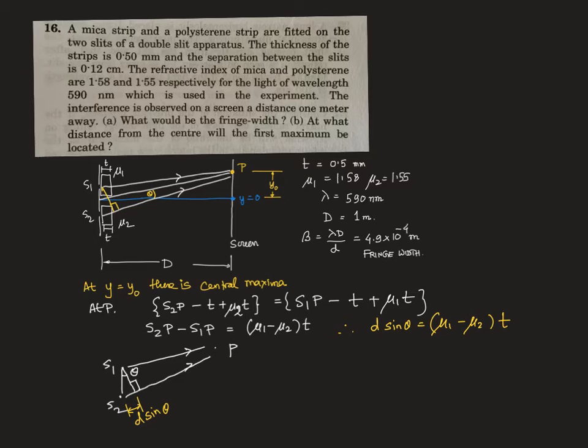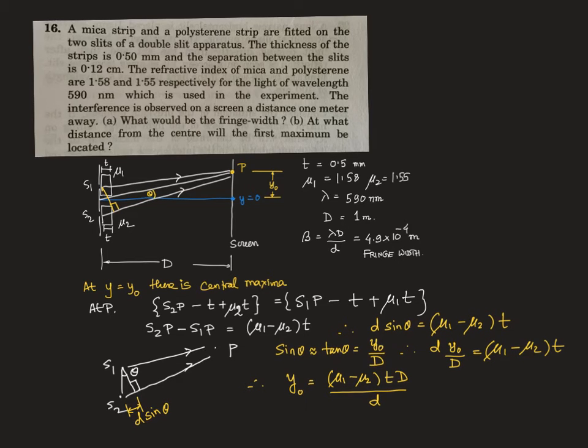Now, as theta is small, sin theta is nearly tan theta. So we can write sin theta is approximately equal to tan theta is equal to y naught by D. Therefore d times y naught by D is equal to (mu1 minus mu2) into t. So therefore y naught is (mu1 minus mu2) t D divided by small d. So this is the y coordinate of the central maxima.